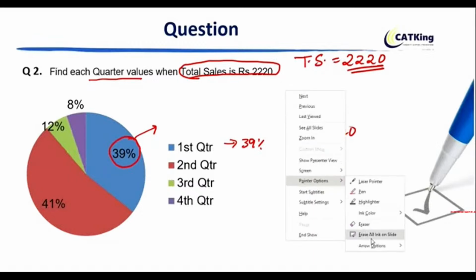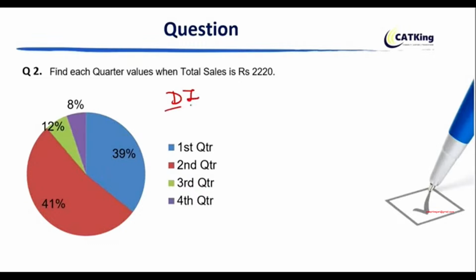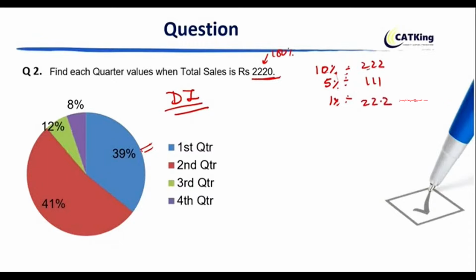It is very helpful in DI sets, guys. I cannot tell you how helpful this is, because in DI, mostly you will find percentages, and whenever you find percentages, this method will be applicable. Always divide the percentage as 10%, 5%, and 1%, considering the total as 100%. Clear? What's 10%? 10% of this is 222. 5% is half of 10%, 111, right? 1% is just 10% of 10%, that is 22.2, correct? So I got 10%, 5%, and 1%.